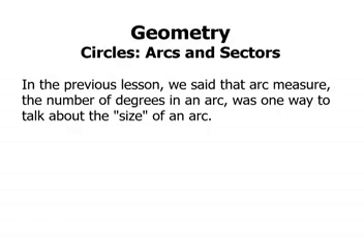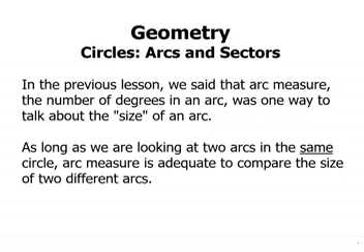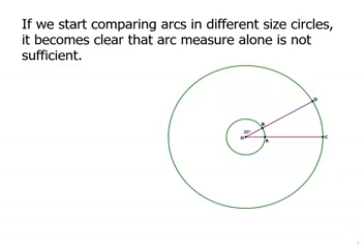Now we can talk about arcs and sectors. In the previous lesson, we said that arc measure, the number of degrees in an arc, was one way to talk about the size of an arc. As long as we are looking at two arcs in the same circle, arc measure is adequate to compare the size of two different arcs.